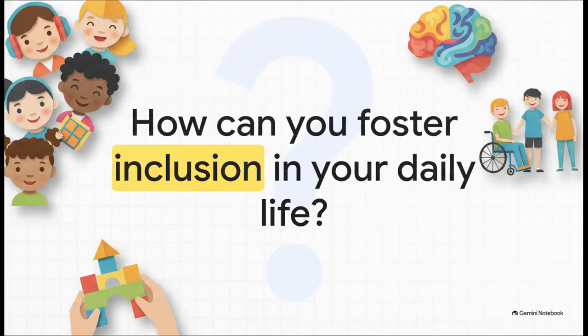As we wrap up this explainer on Chapter 12, I want to leave you with a question to chew on. How can you foster inclusion and neuroaffirming spaces in your own daily life? Think about how you can use this knowledge right now. Whether you're babysitting, volunteering, or just hanging out with friends, you literally have the power to make the world a more supportive, understanding place for everyone's unique brain. So, what's your first step going to be?